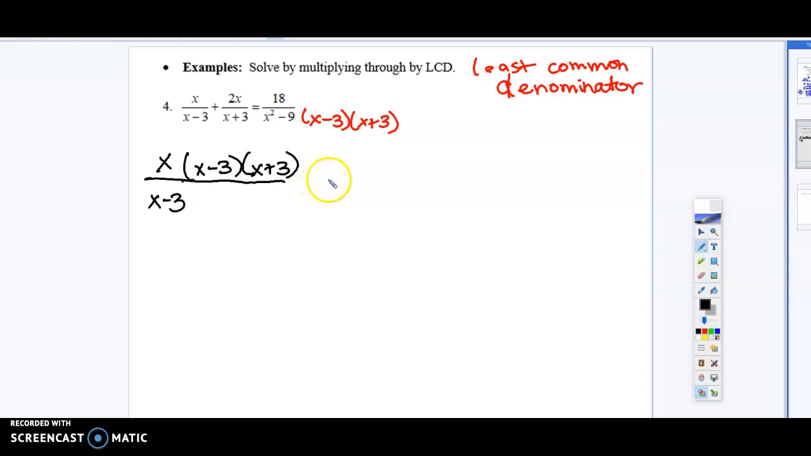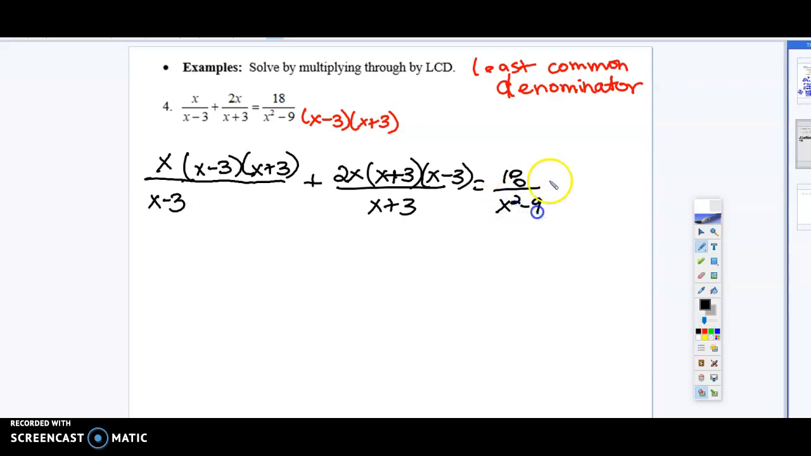Because we're trying to get rid of it. We will in a second. And then we're going to multiply this guy by the exact same thing, so x plus 3, x minus 3. We're going to multiply it all the way through, okay? So all I've done so far is multiply by the least common denominator, and that is that x minus 3 times x plus 3.